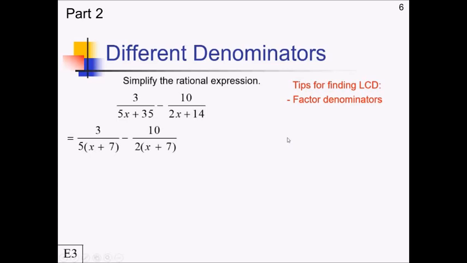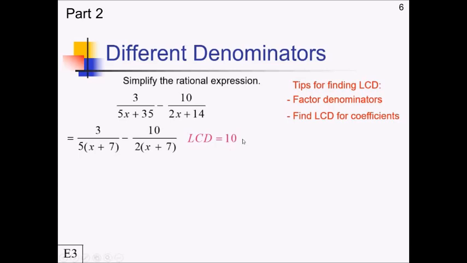Now the next thing I'm going to do: the LCD really has 2 parts to it. You have your normal number coefficient out in front, like these 2's and these 5's, but you also have those variable factors like the x plus 7's. So I always start with the coefficients. Find the LCD for the coefficients just like you normally would. We have a 5 and a 2 to deal with. Well, 2 doesn't go into 5, so the next multiple of 5 is 10. 2 does go into 10, so then we have a 10 for that part of the LCD.